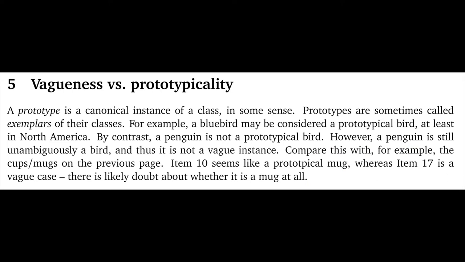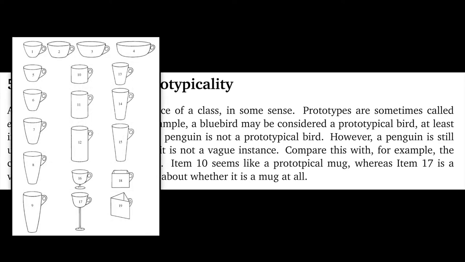It's hard to imagine a concept where the prototype is also a fuzzy, unsure case of the concept. But you can see in the case of penguin that being somewhat far from the prototype doesn't necessarily imply any vagueness. For comparison, consider the cup or mug-like things on the previous page. Item 10 seems like a prototypical mug, whereas item 16 seems like a vague case in that there's likely some doubt about whether we should call it a mug at all. And item 14 is a clear mug, but not in a prototypical sense, I would say.